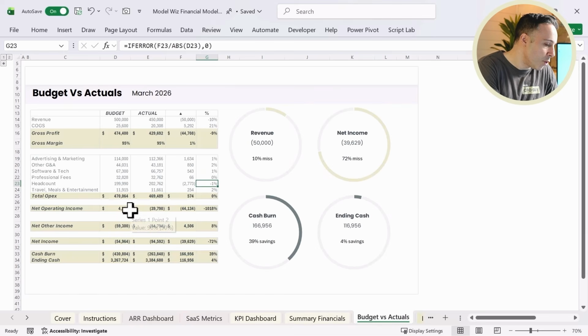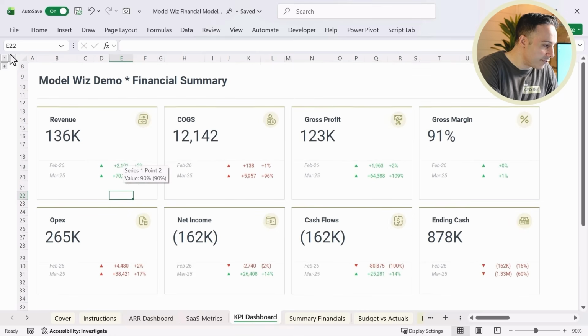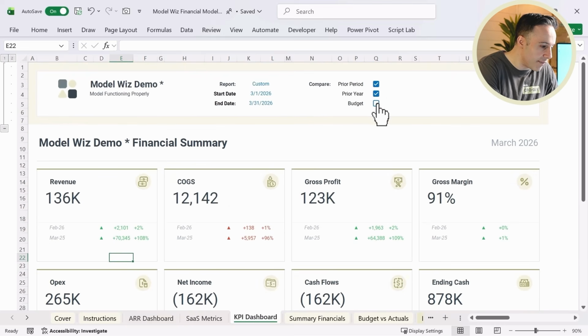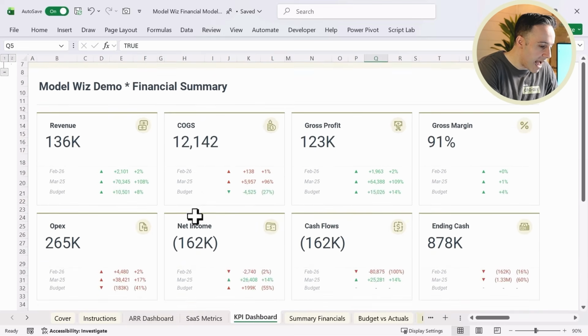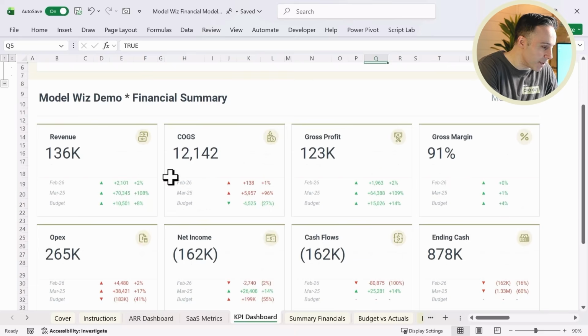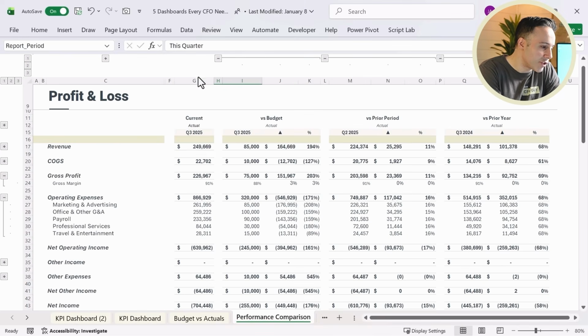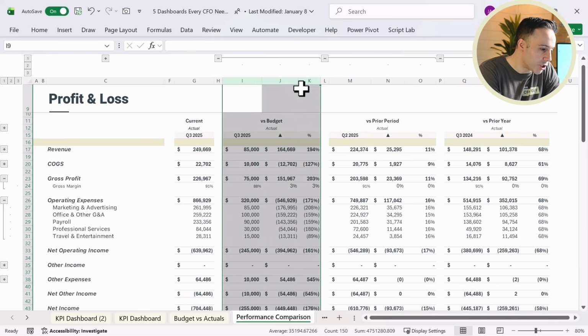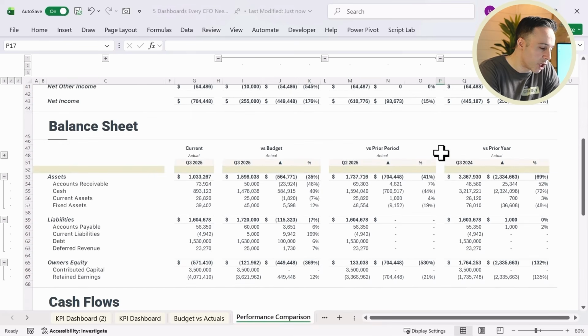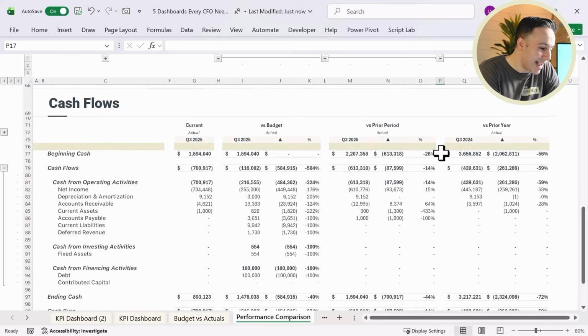Now, I like to include both a dollar amount and a percentage amount because $1 million variance may be significant for one company, but insignificant for another. And this is just one view of analyzing a budget versus actuals. I can flip back to the same KPI dashboard and this time check off budget. And now I have a comparison against budget across all these metrics. And here's another view where I could understand any given period versus my budget, prior period, and prior year across my profit and loss, balance sheet, and statement of cash flows.